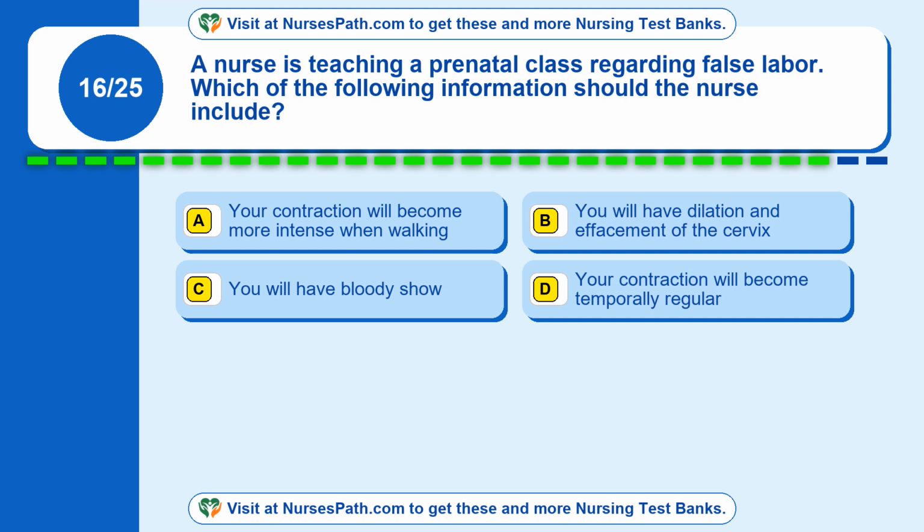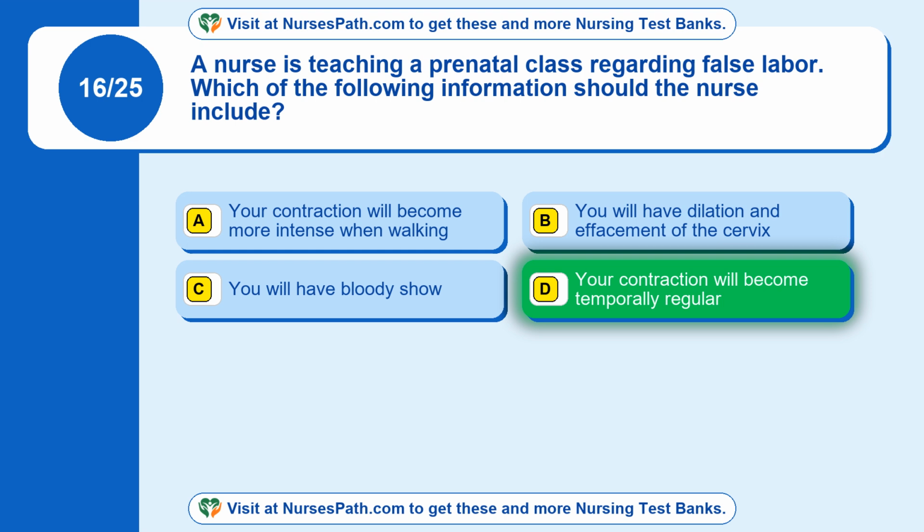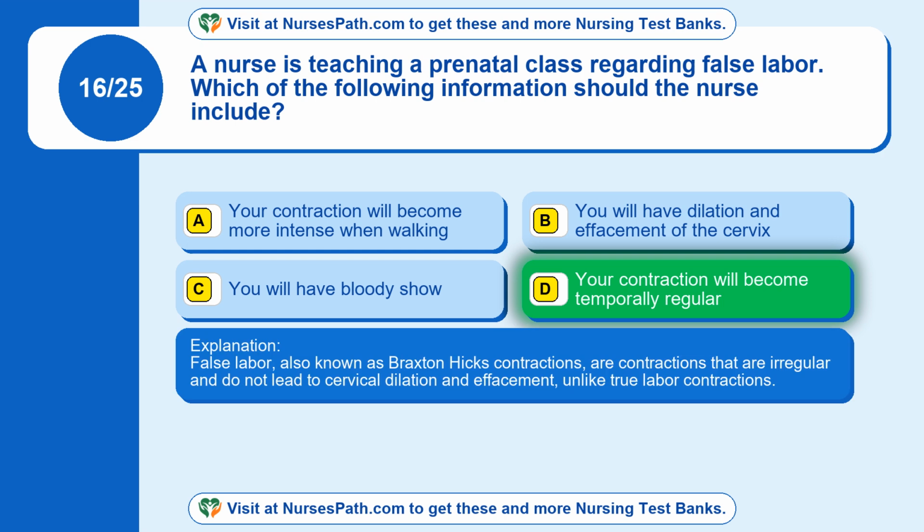Question 16. A nurse is teaching a prenatal class regarding false labor. Which of the following information should the nurse include? Option A, your contractions will become more intense when walking. Option B, you will have dilation and effacement of the cervix. Option C, you will have bloody show. Option D, your contractions will become temporally regular. The correct answer is option D. False labor, also known as Braxton-Hicks contractions, are contractions that are irregular and do not lead to cervical dilation and effacement, unlike true labor contractions.